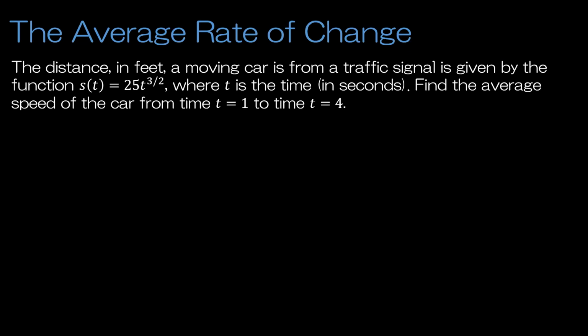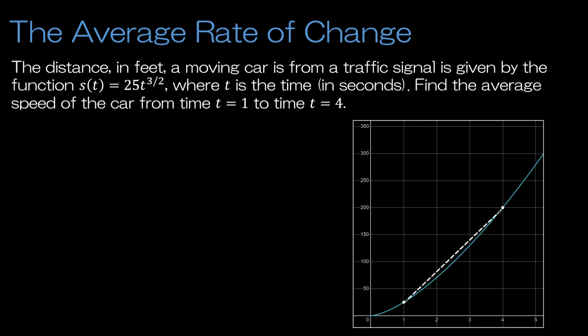Let's take a look at an application involving the average rate of change. If the distance in feet of a moving car from a traffic signal is given by the function s of t is equal to 25t to the 3/2, where t is the time in seconds, we're to find the average speed of the car from the time t equals 1 to the time t equals 4. So never a bad idea to take a look at the graph of the function so that we understand exactly what we're going to do.